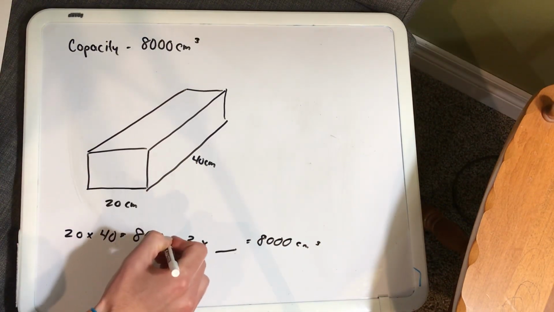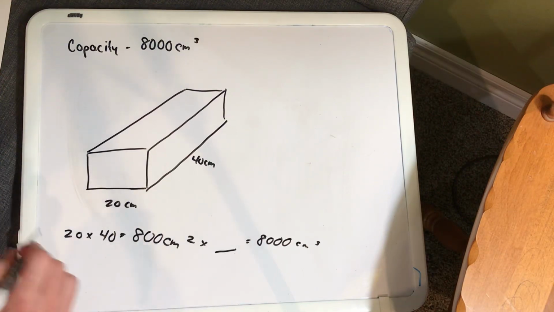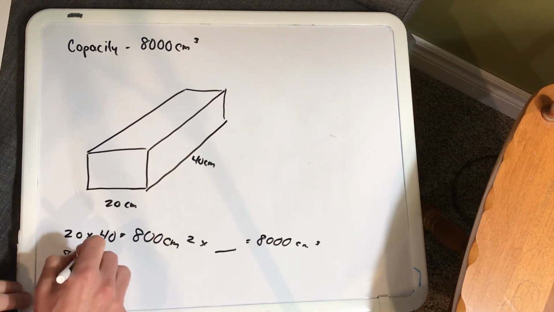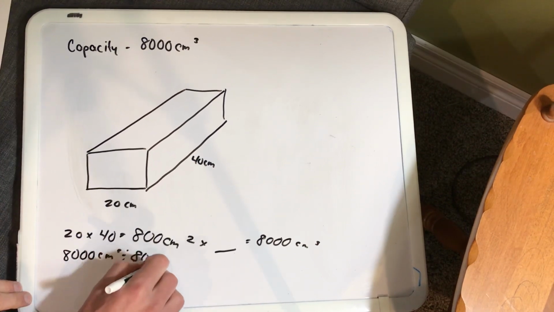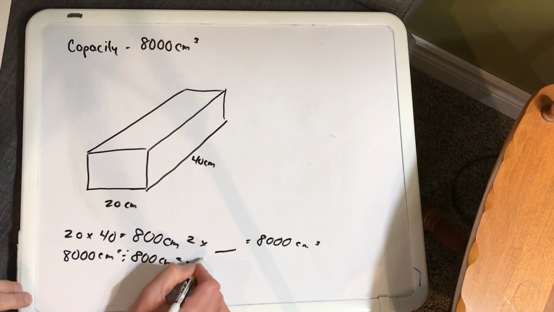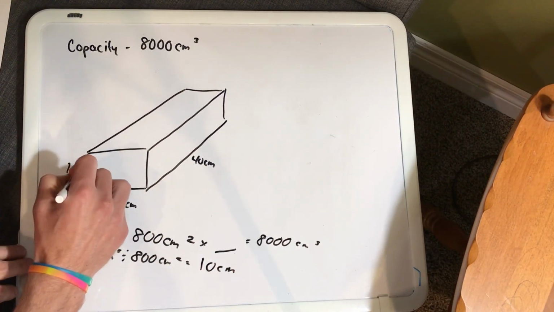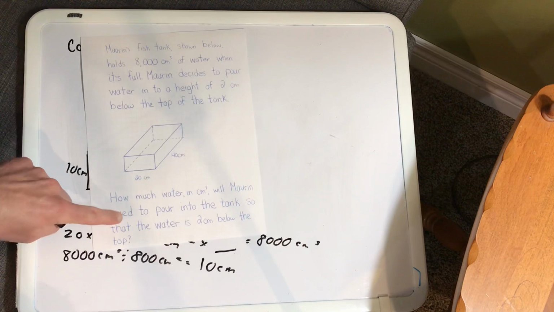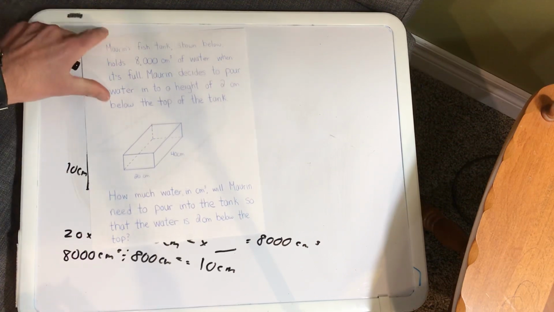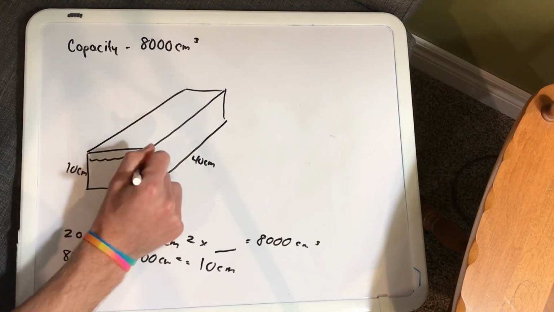So if we do some rearranging here, we can say, well, that's 8,000 centimeters cubed divided by 800 centimeters squared would give us 10 centimeters. So we know the height of this is 10 centimeters tall. But if we go back to the problem, we want to fill it so that it's 2 centimeters below the top of the tank, which means we're only going to fill it up to 8 centimeters.